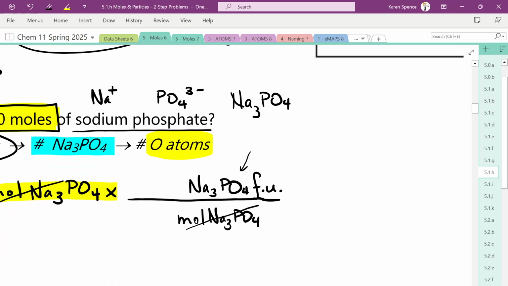Where is the mole? On the top or the bottom? It's on the bottom. So what do we put with the mole? 1. And what's the number? 6.02 times 10 to the 23. Okay, so we have made it here now. We've made it to Na3PO4.